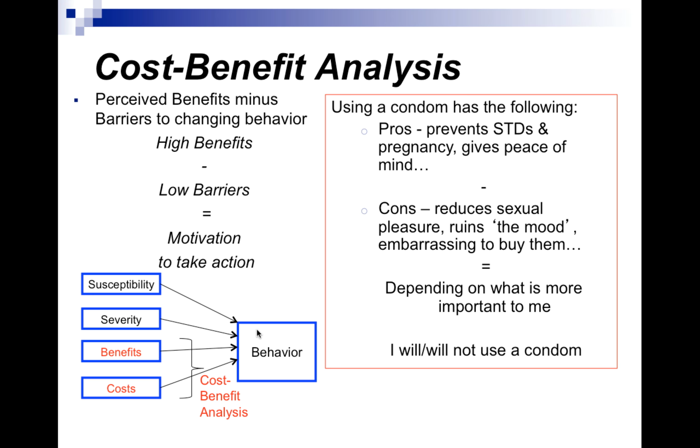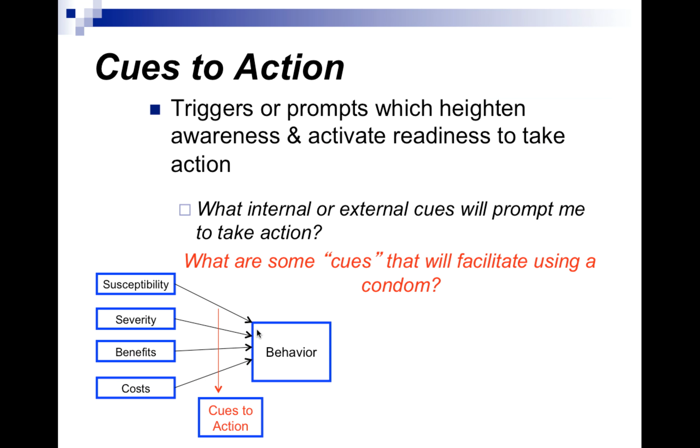So when you put together these ideas of benefits and barriers, you have a cost-benefit analysis. And the hope is that you're trying to decrease barriers and increase benefits. You want the benefits to outweigh the costs. For example, if using a condom has many pros and the cons are less important, the person will be more likely to take on using condoms.